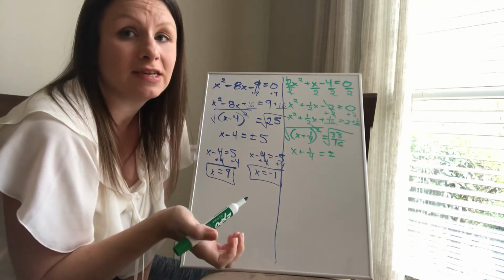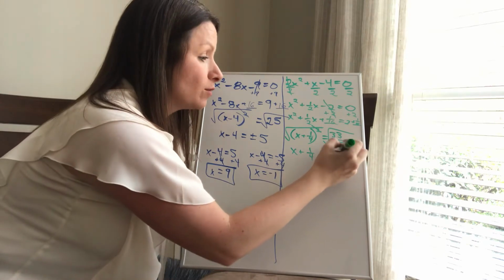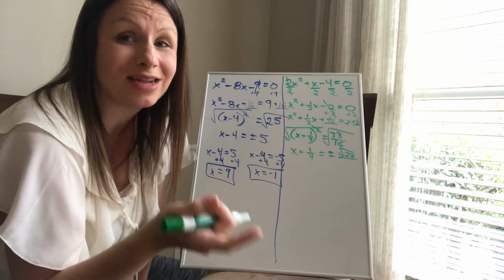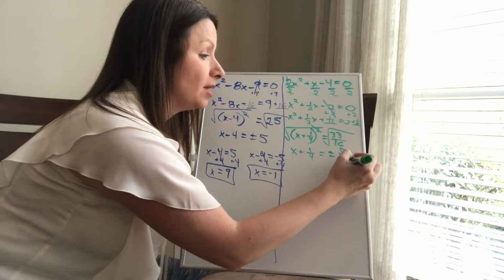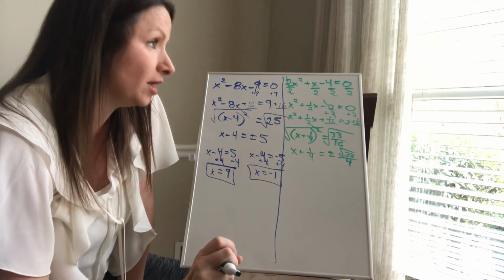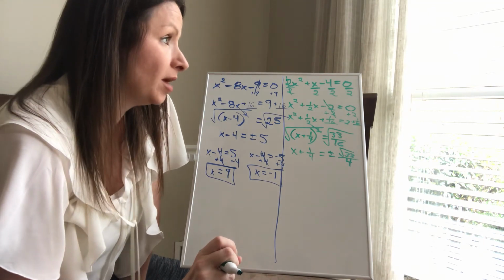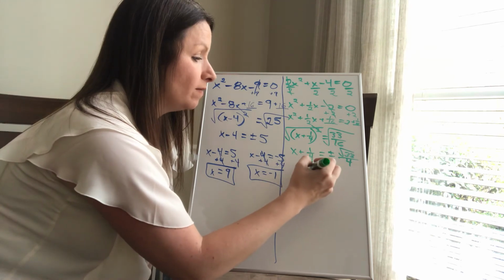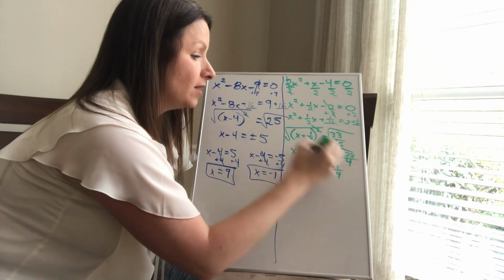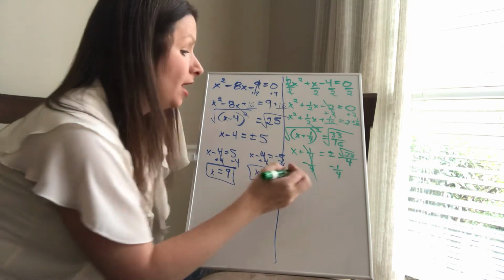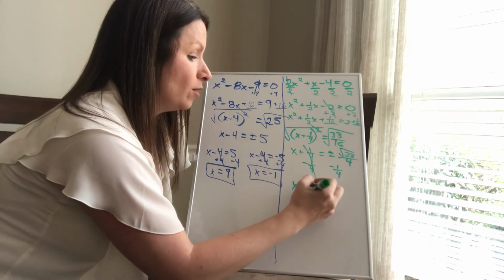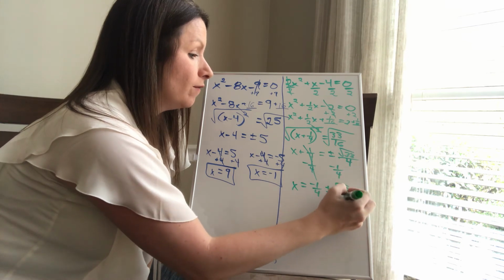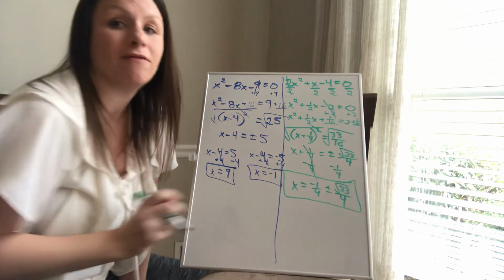And 33 is a prime number, so I'm going to leave it as the square root of 33 up top. But 16 is a perfect square, so I'm going to go ahead and take the square root of that, and that's going to give me 4. So now I have x plus 1/4 equals plus or minus square root of 33 over 4. And all I have to do is subtract the 1/4 to the other side of the equation to get x by itself. And I get x equals negative 1/4 plus or minus the square root of 33 over 4. And I would leave it just like that for my final answer.